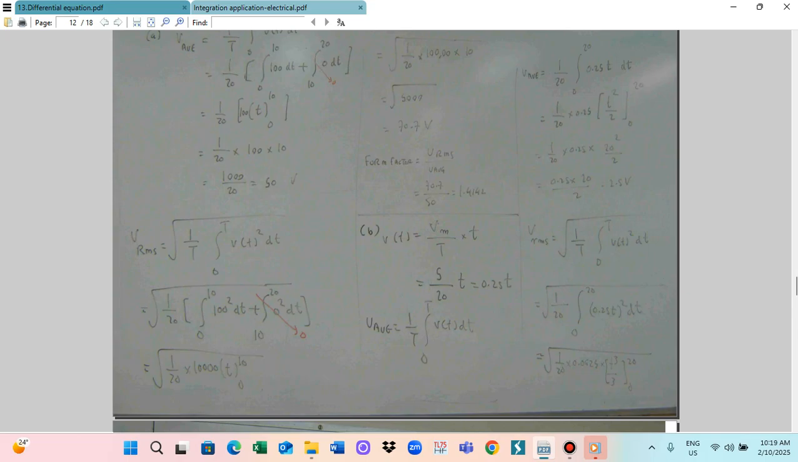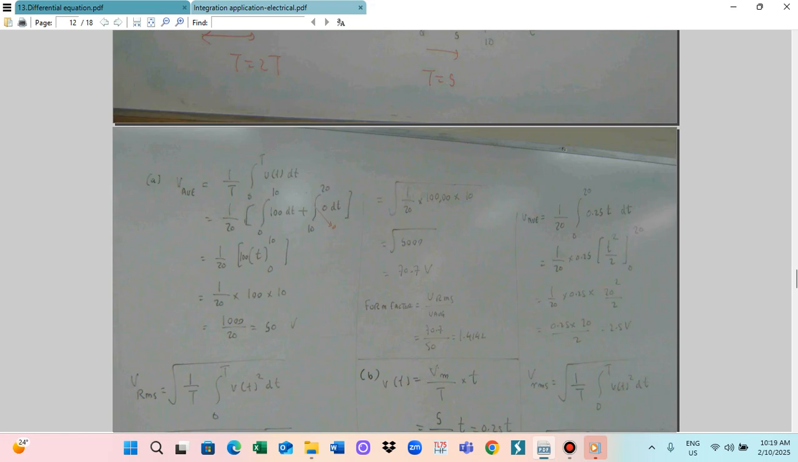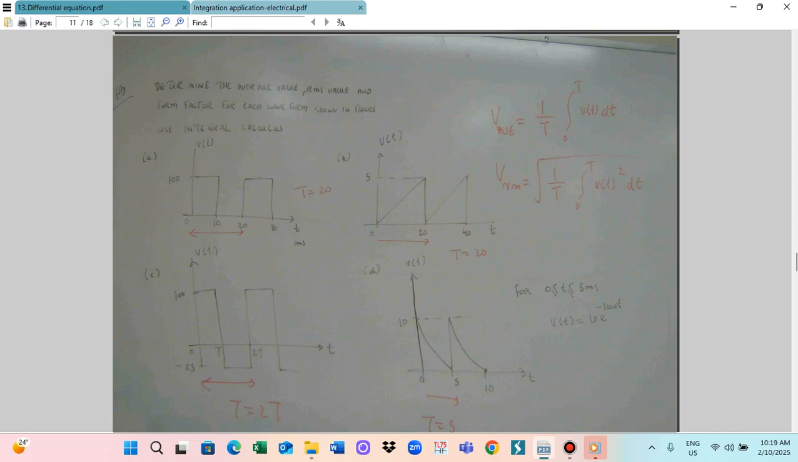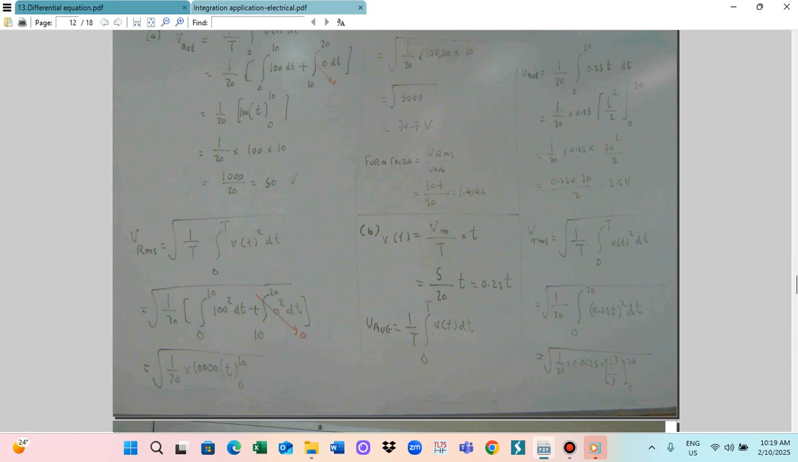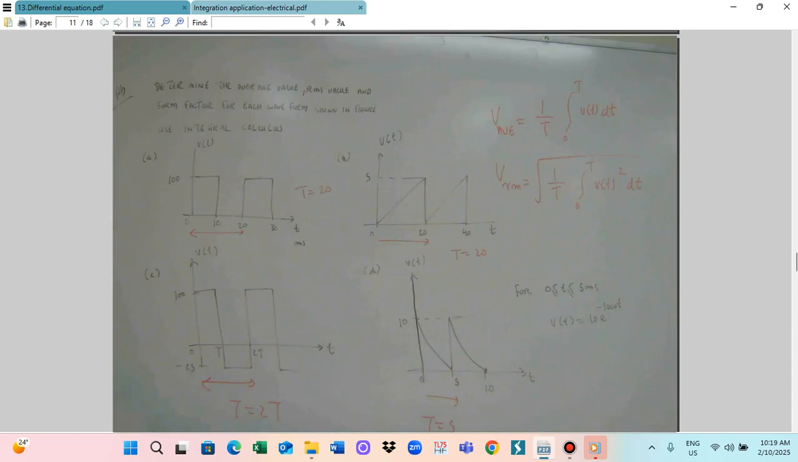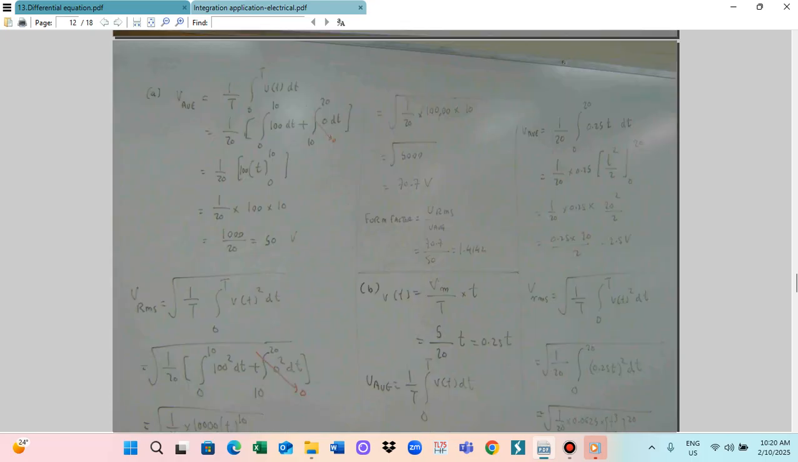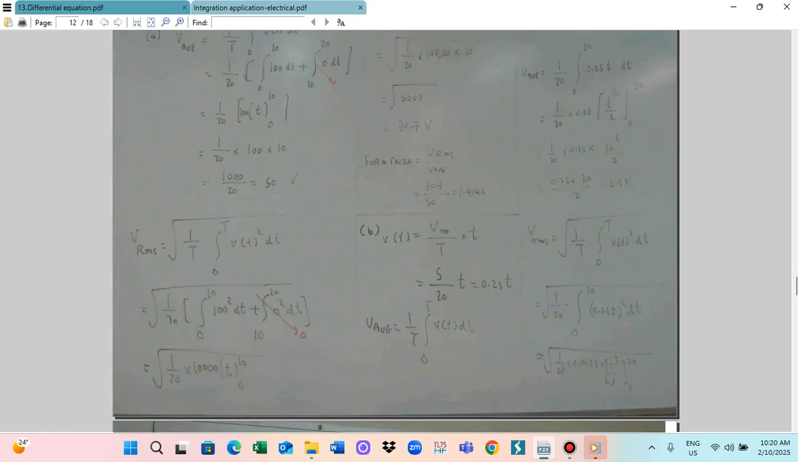Okay, so number B is a sawtooth waveform. I already gave you the formula for the sawtooth waveform: i(t) is equal to I maximum by T multiplied by t. So this is the equation for the sawtooth waveform.